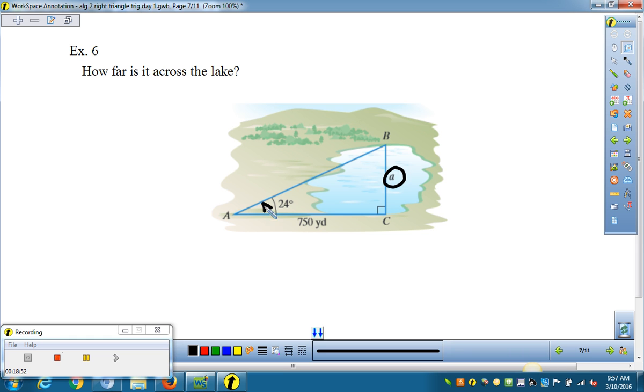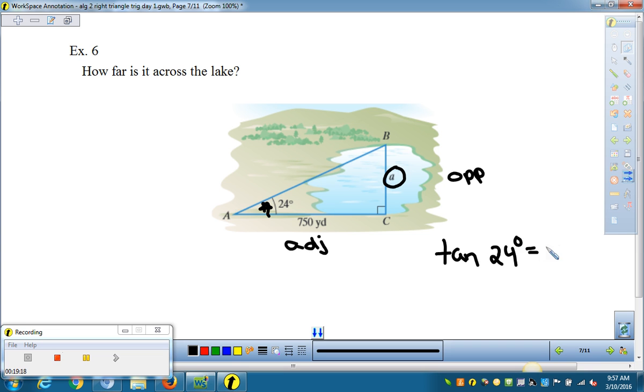So stand yourself on the angle. What side am I looking for? Opposite, adjacent, or hypotenuse? I'm looking for opposite. What side am I given? Adjacent. Which one uses opposite and adjacent? Tangent. So tangent of what? 24 degrees is equal to our opposite, which is A, over our adjacent, which is 750.